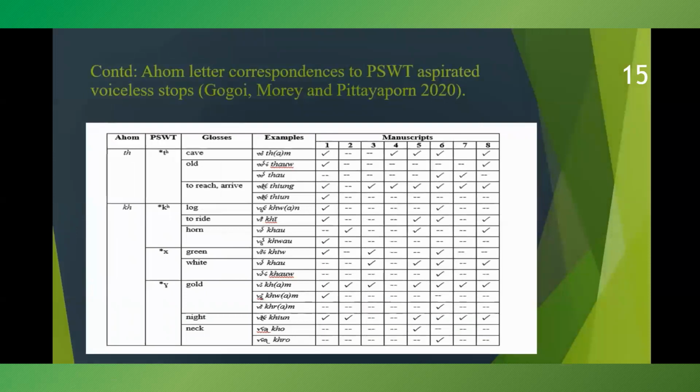Now moving on to the next set, th and k, we again see that especially in the set for k, for the graph kh, 3 different protophonemes are represented by the same graph. So here we can see a merger in the protophonemes happening in Ahom.